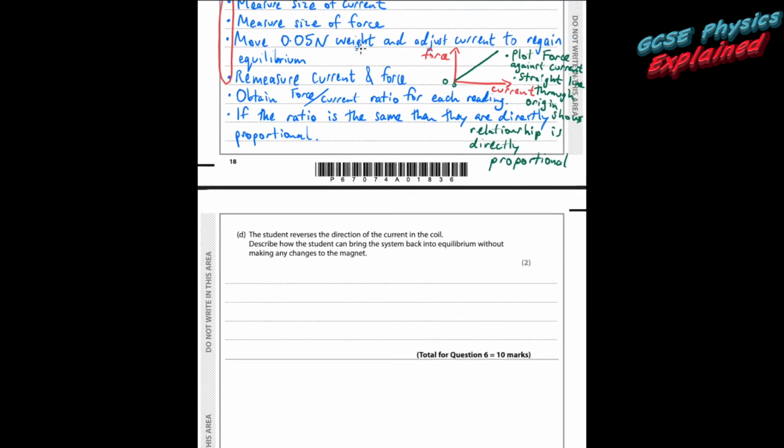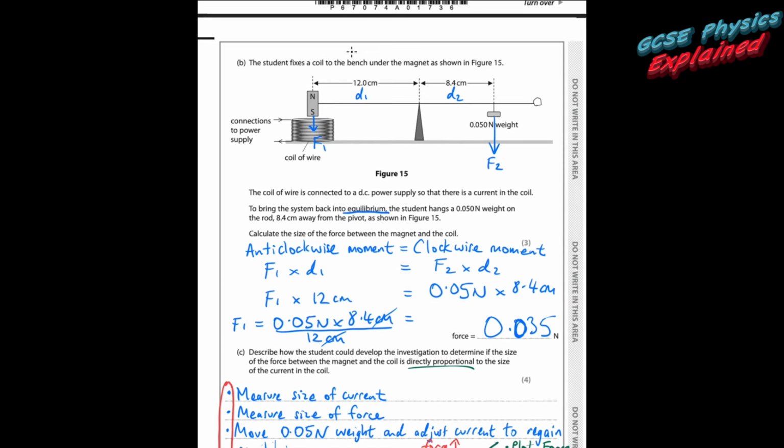Part D. The student reverses the direction of the current in the coil. Describe how the student can bring the system back into equilibrium without making any changes to the magnet. Right, let's have a little look and see what's going on. Right, so if they reverse the current, that'll reverse the magnetic field. So at the moment, there's an attraction. If you reverse the current, there's going to be a repulsion, which will push that up.